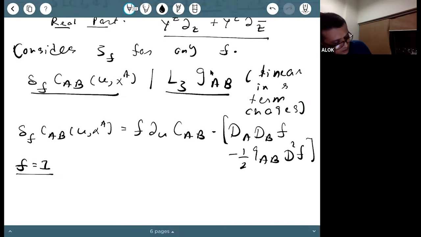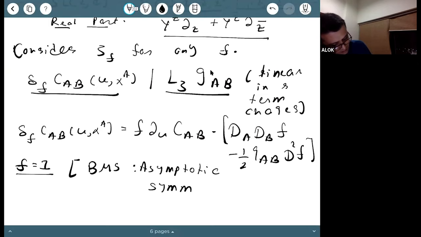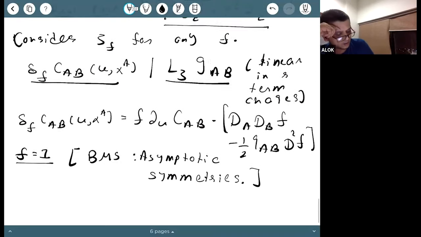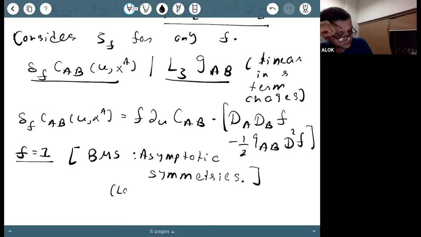Maybe I should be more precise: BMS are usually called asymptotic symmetries, as opposed to global symmetries, because they only act at infinity. So certainly there is something to distinguish between them and global symmetries. Sometimes they are also called large gauge transformations because of what you just mentioned: they are really diffeomorphisms, except that they don't decay to zero at infinity.